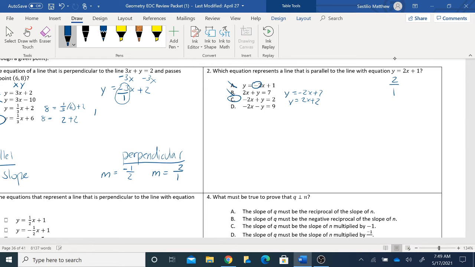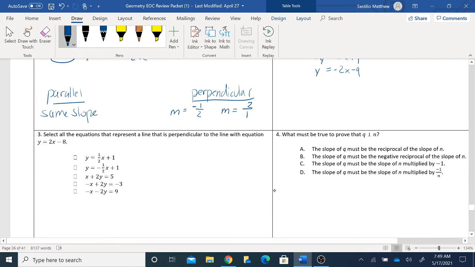If you're curious about part D, we'd have to add 2x, so we get -y equals 2x plus 9, but I can't have a negative y. So how you get rid of that is you flip the signs of every term. So make this positive, make this negative, and that's why D doesn't work, because it's a -2x.